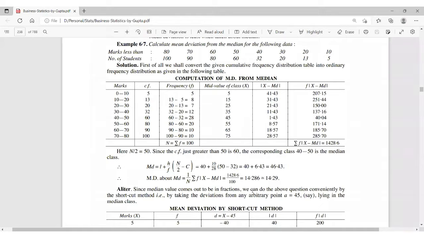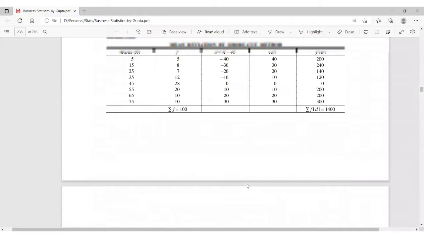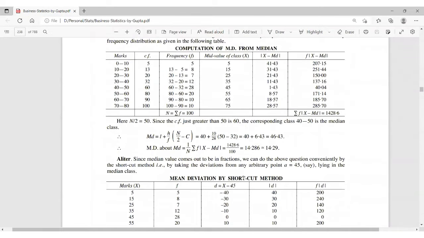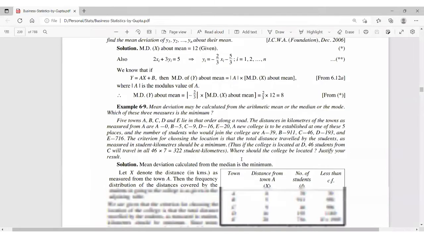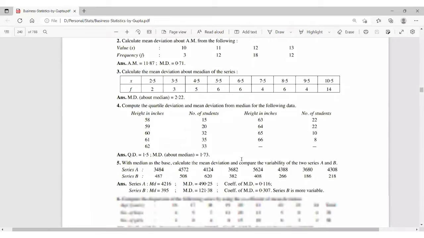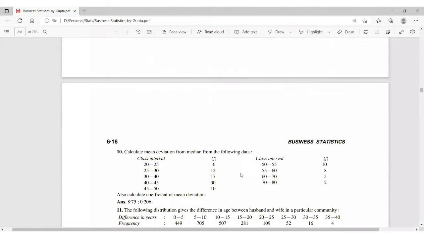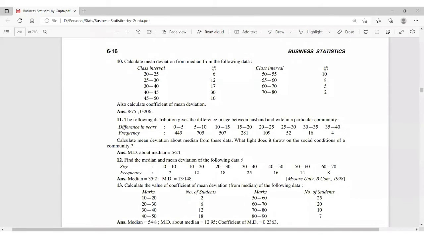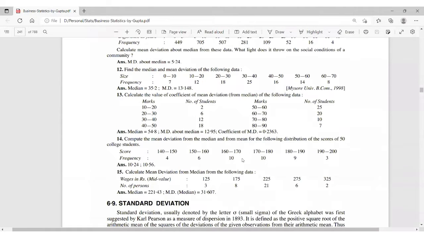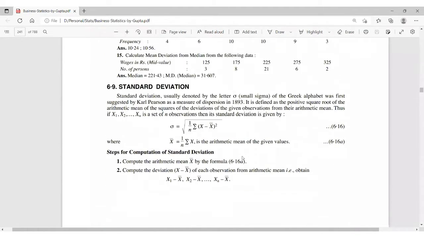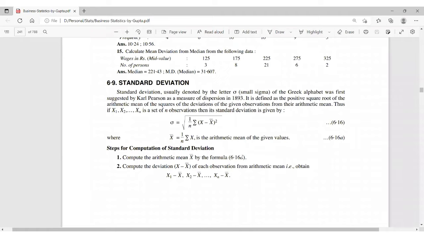That's it. When nothing is mentioned, at that time we will take the median. That is conventional, no? Conventionally, we take median. Yes. If we take mean, there will be a difference. Yes. The answer is different. They mention, find the mean deviation from mean. If the question is asked, find the mean deviation, then use the median method.